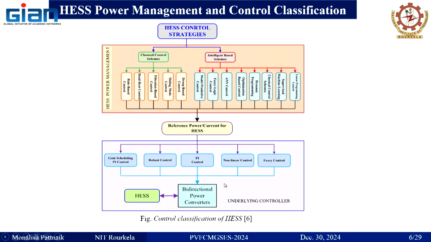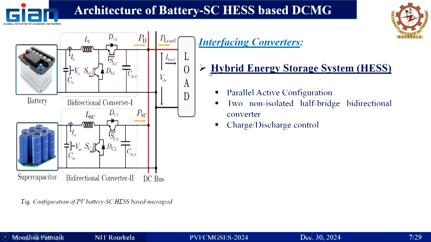Now, coming to the architecture of the bidirectional converter, which is called the active topology. The battery as well as the supercapacitor are interfaced to the DC bus through two bidirectional converters. You already know this converter design. First we designed it and simulated it, so I will show the simulation results, and then I will explain the rest.